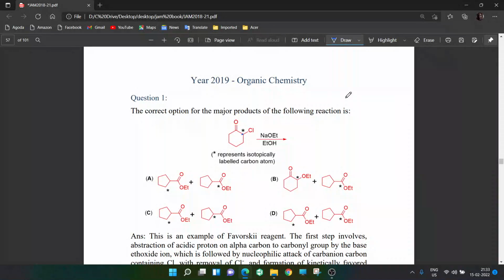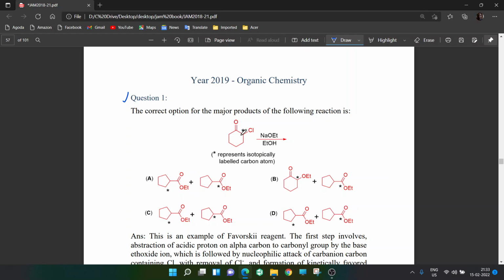Hello everyone. Let's start solving the organic questions of JAM 2019 question paper. So we are going to solve the first question, whichever it is for the organic part. The first question says: the correct option for the major products in the following reaction is.